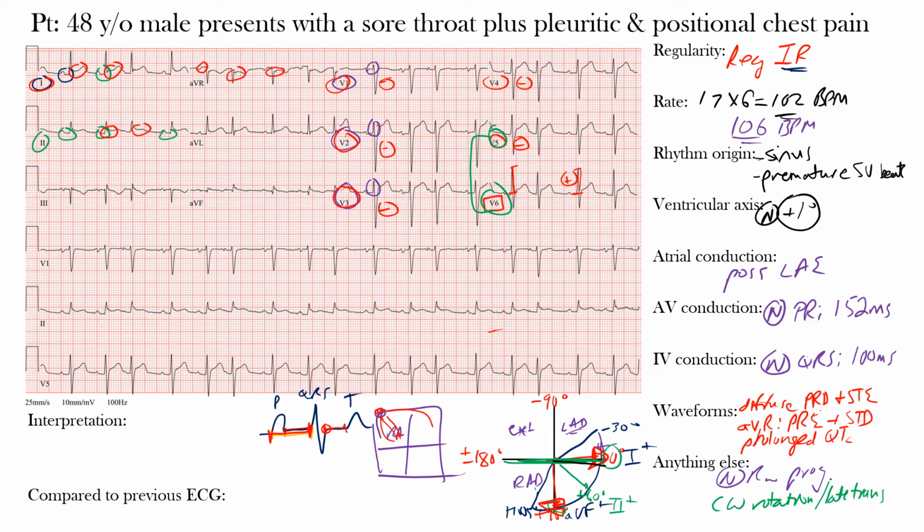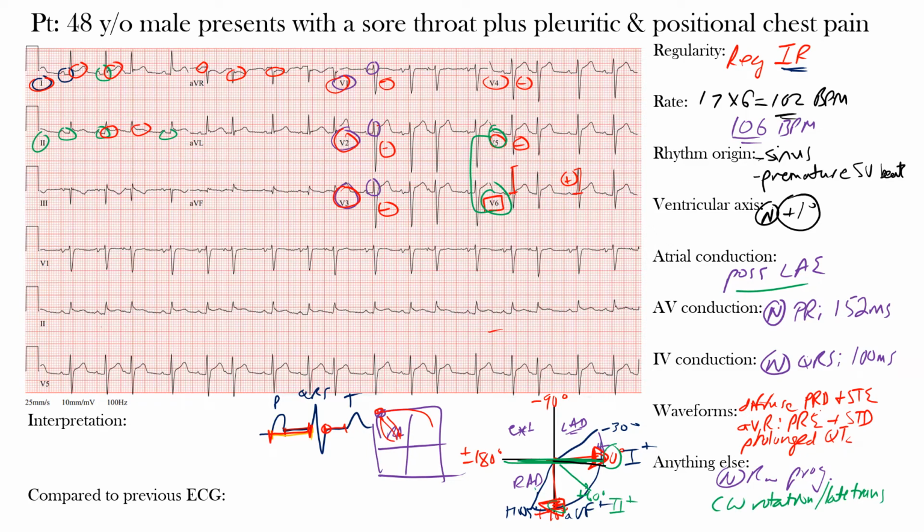We notice pretty diffuse PR depression and ST elevation with a concave morphology, along with reciprocal PR elevation and ST depression in lead aVR. Now, these findings may suggest acute pericarditis, and in the clinical picture of the patient, the sore throat, which may be a viral infection, as well as his pleuritic and positional chest pain, increase the likelihood of this. We also noted a slightly prolonged QTc interval and possible left atrial enlargement that we saw in lead V1. Unfortunately, there's no previous ECG to compare this to, so this is what we're left with, okay?